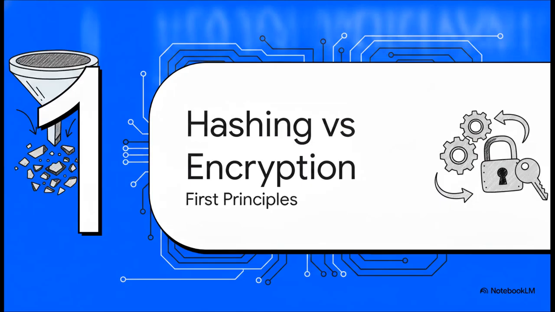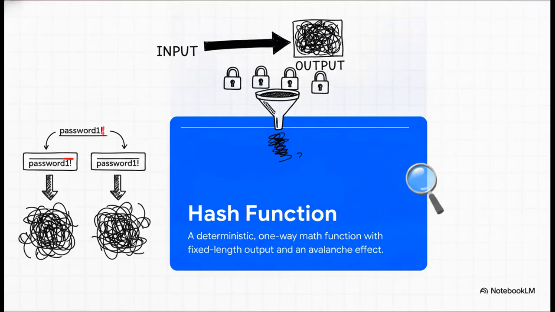All right, Section 1, hashing versus standard encryption. Now, the truly fascinating part of a hash function is that it's strictly a one-way street. Unlike standard encryption, there is absolutely no decryption step in hashing. You put data in, and you get a fixed-length string of complete gibberish out. It's deterministic, meaning the exact same password will always generate the exact same hash, but you literally cannot reverse the math to figure out the original input.